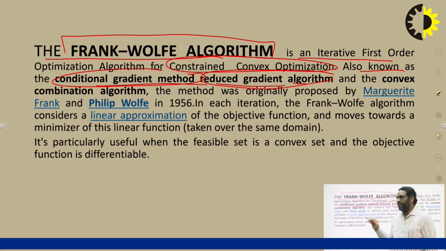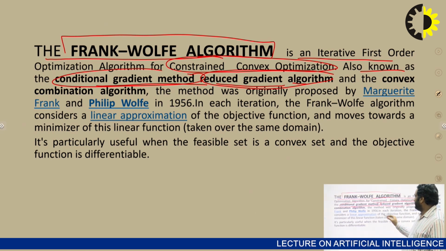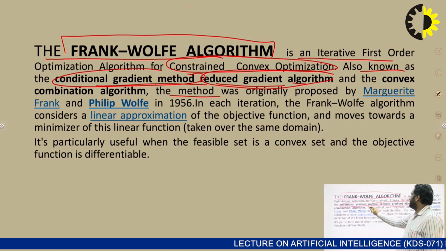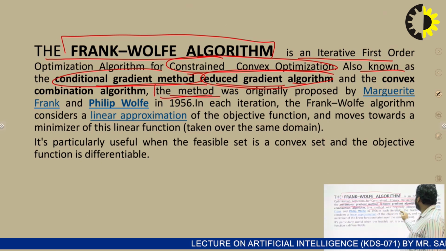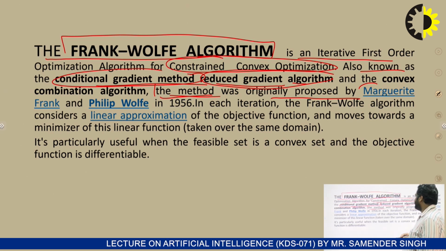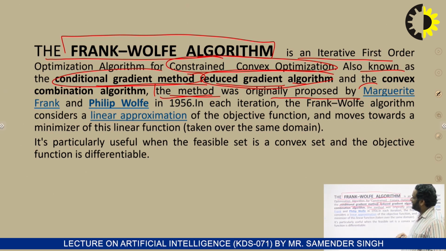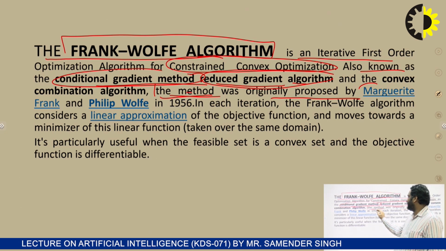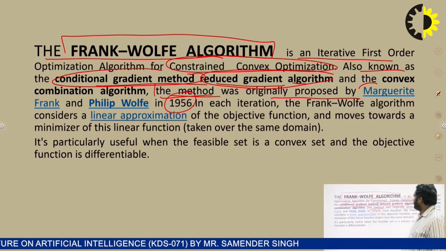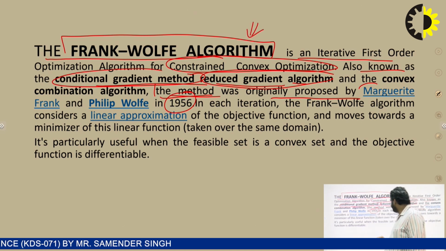So as initial inputs we have the same function and constraints. The method was originally proposed by two scientists in 1956. First is Marguerite Frank and second is Philip Wolfe. From both scientists' names, the algorithm gets its name, that is Frank-Wolfe.